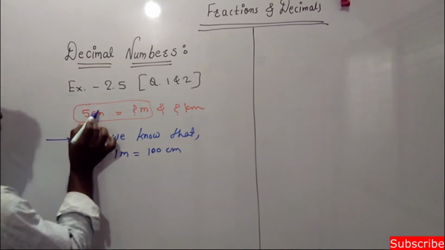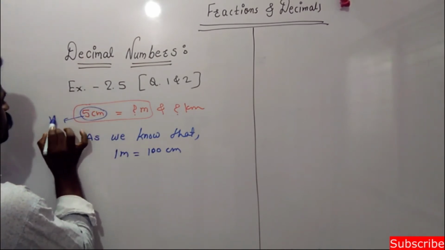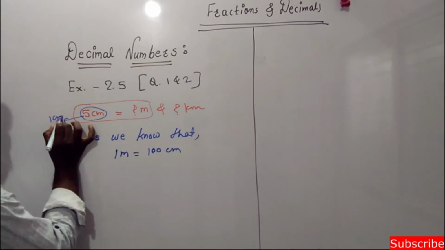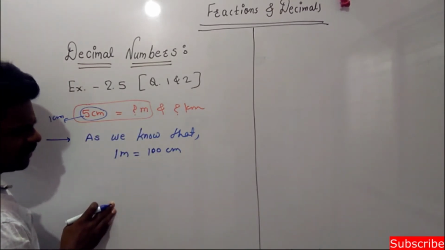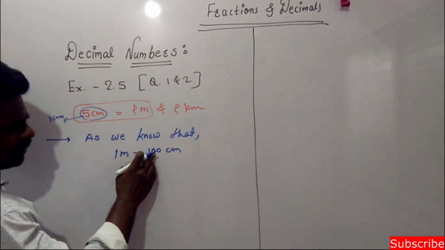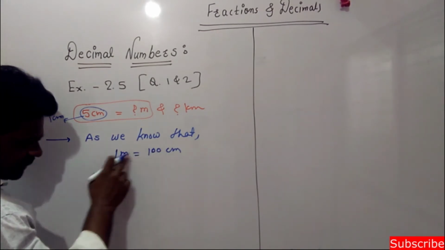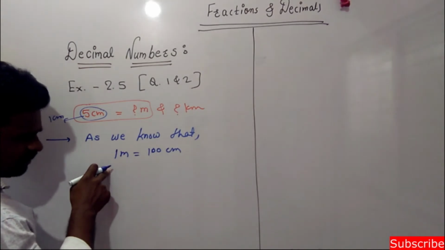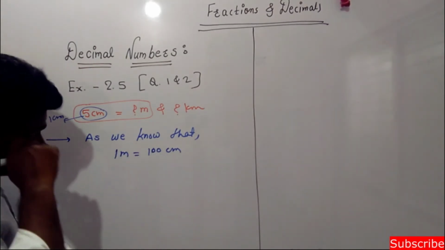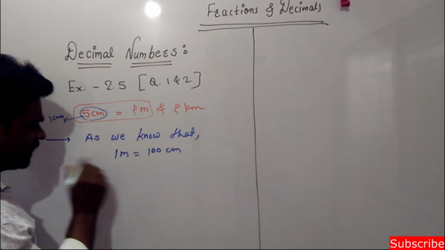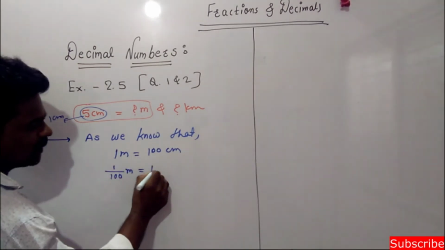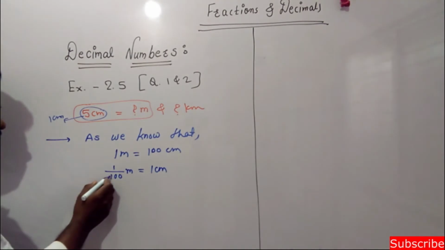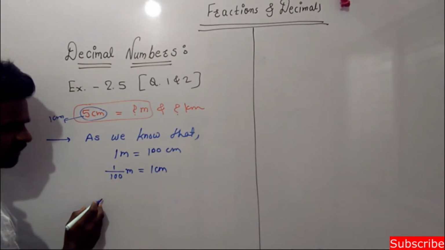So first we should know the value of 1 centimeter. 1 centimeter is equal to how many meters? 1 meter is equal to 100 centimeter, no doubt. Now what will we do? Either you transfer this 100 to this side, or you just divide both sides by 100. So you get 1 by 100 meter is equal to 1 centimeter.